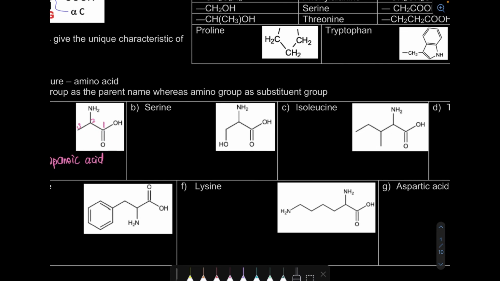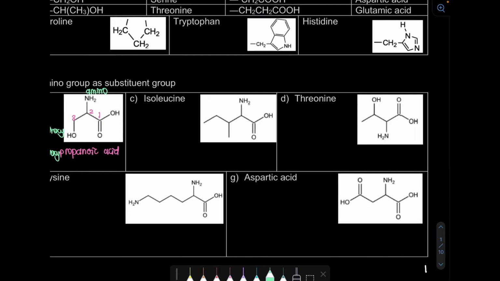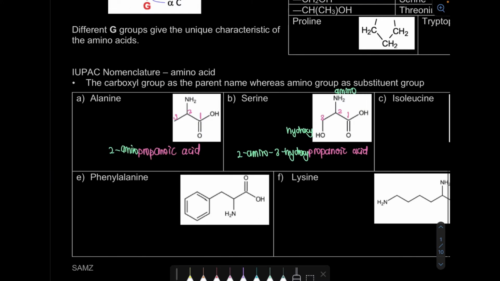For B, we look at how many carbons. Starting from the carbon double bond O, we have 3 carbons as well, and carbon 3 has an OH. How do we name it? The parent is still propanoic acid, but then we have 2 different substituents. NH2 as a substituent is named amino, and OH is hydroxy. For substituents we look at the first letter, so amino comes first. So it becomes 2-amino-3-hydroxy propanoic acid. Question C, D and E, I believe you could do yourself.